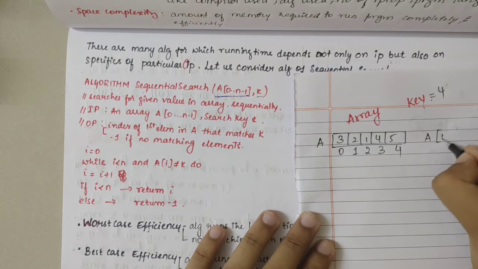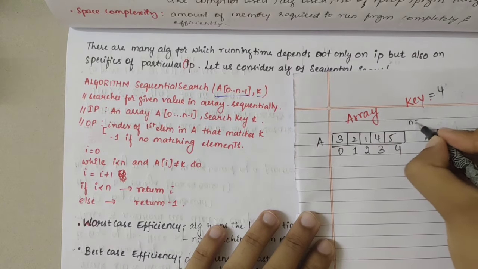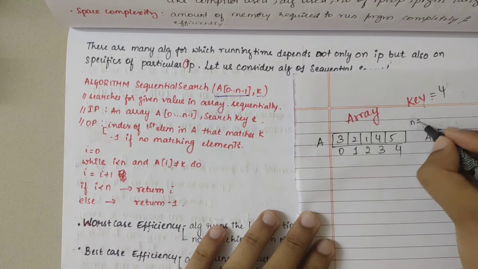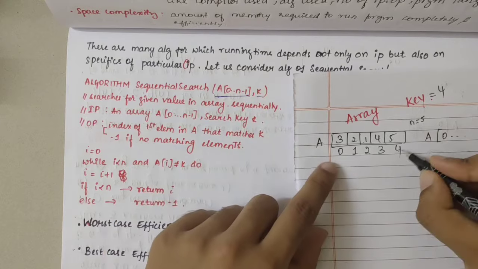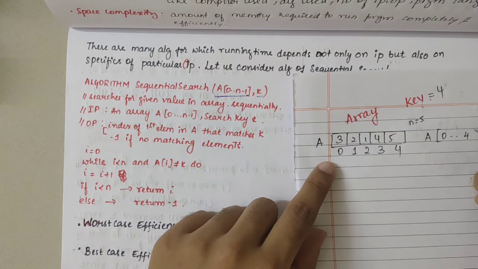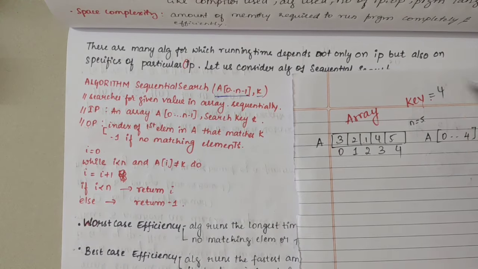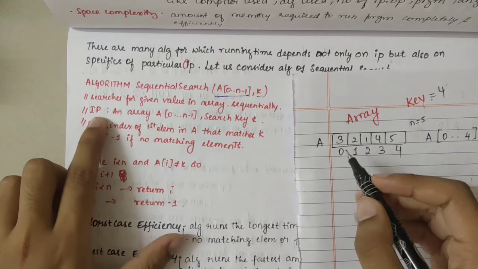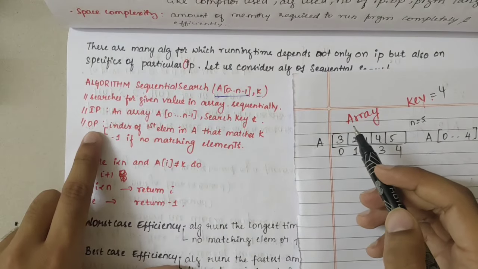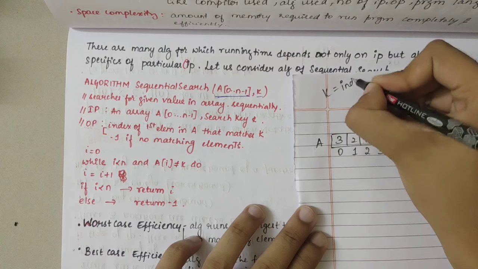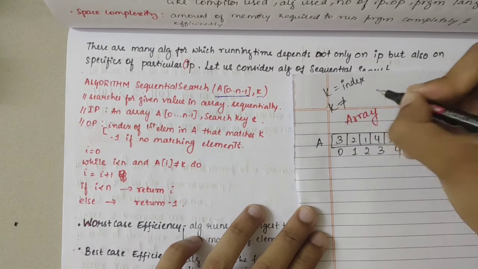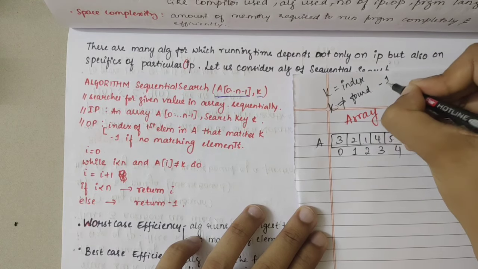So a would be from 0 to n minus 1. N here is 5, since 5 values are being entered, right? So a from 0 to n minus 1 is 5 minus 1, which is 4. I have written 4 here, and the key value I have specified as 4. So the input is the array and the search key. The output is, if the key is found in this array, the index position. If the key is found, it returns the index position. If the key is not found, it returns -1.